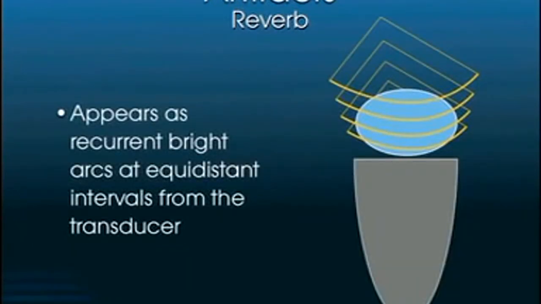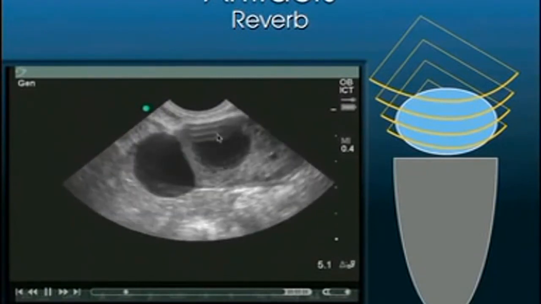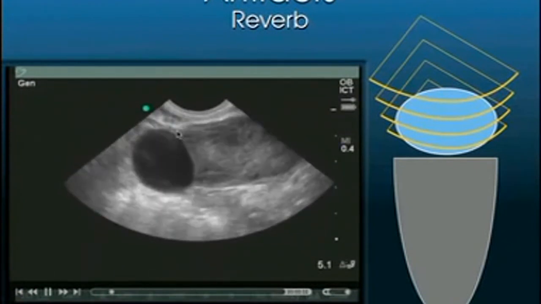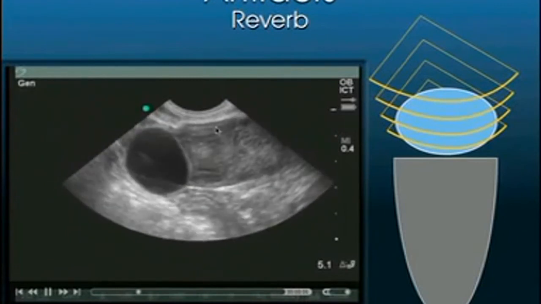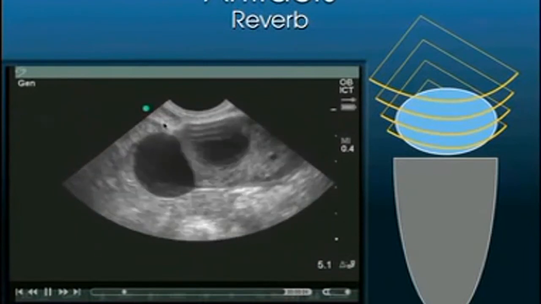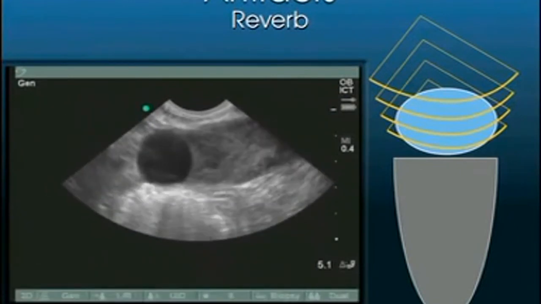Reverberation artifact appears as equidistant arcs from the transducer. We see that a lot on transducers, and you don't want to mistake that for something anatomic or pathologic. So this is an ovarian cystic structure here seen with the intracavitary transducer, and we see these equidistant arcs coming down right here, and that's not a hemorrhagic cyst or anything clinical. That's simply reverberation artifact. We see it anytime we use a curved or a phased array transducer. Very commonly we see these reverberation artifacts.